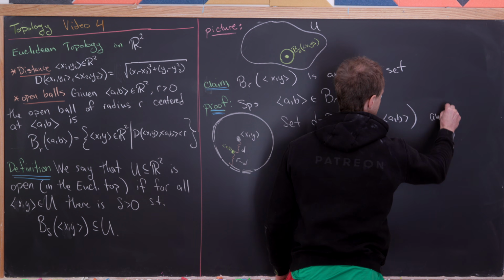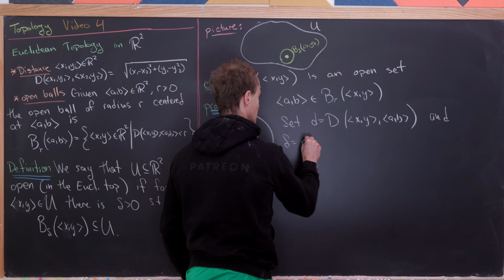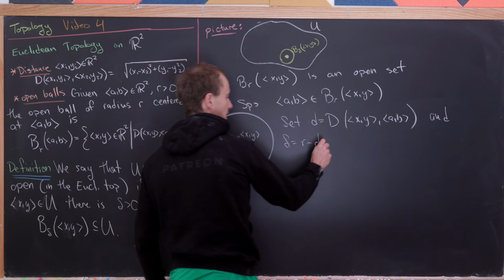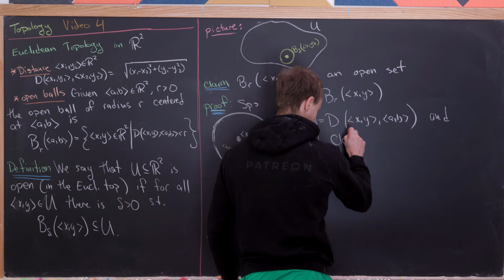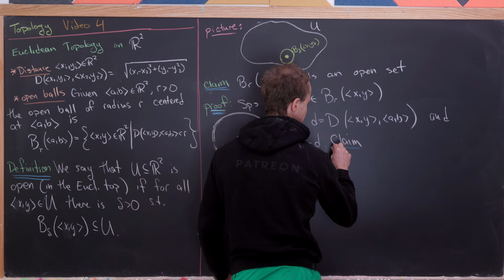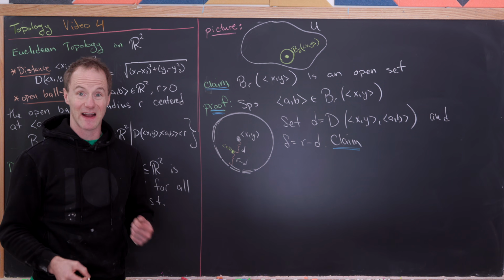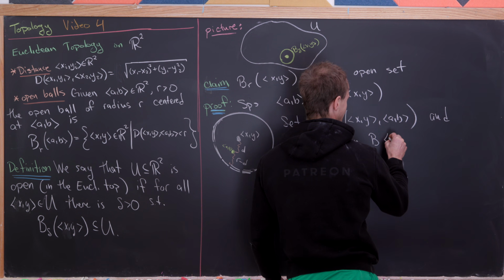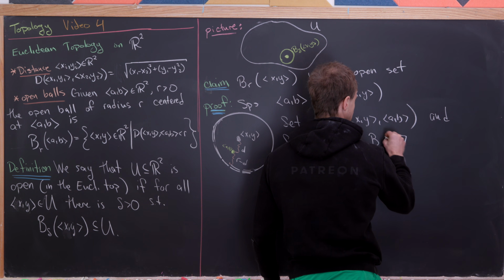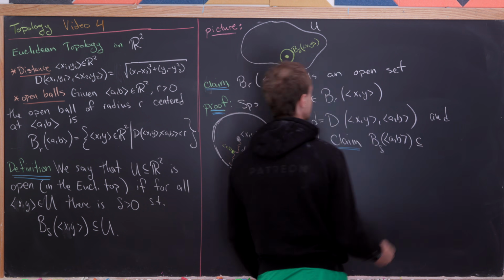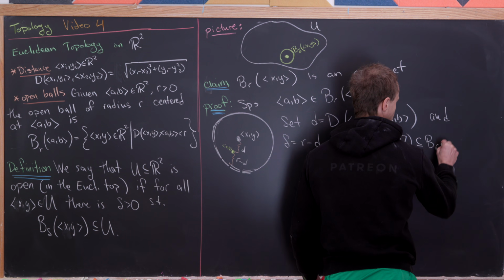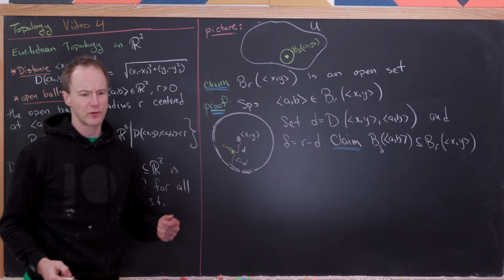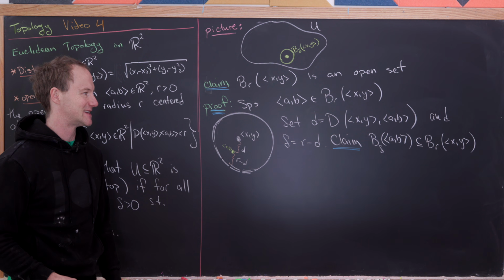And then let's also set delta to be equal to r minus d. So that's this thing right here. And then we'll make the following claim, which will finish this whole thing off. It'll finish showing that our open ball is in fact an open set. The ball centered at (a, b) of radius delta is totally contained in our ball of radius r centered at (x, y). Okay, and we'll prove that simply with set containment.